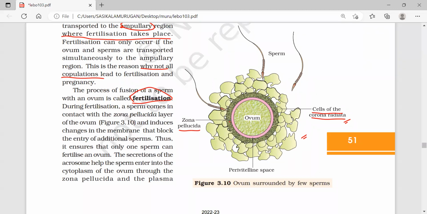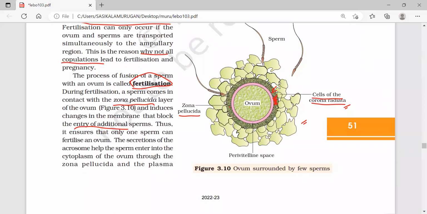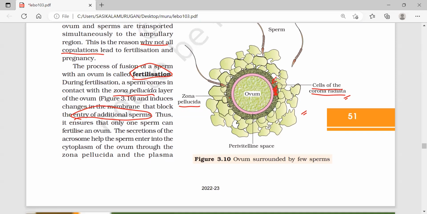Now, when any sperm comes in contact with the zona pellucida layer of the ovum, it induces changes in the membrane. When the sperm enters, it automatically changes the characteristic feature of this membrane, and that will block the entry of additional sperms. So only one sperm is allowed to fertilize it, and no more sperms are allowed. Thus, it ensures that only one sperm can fertilize an ovum.